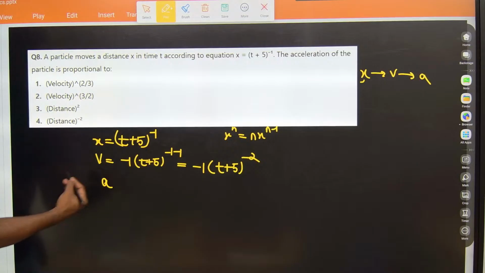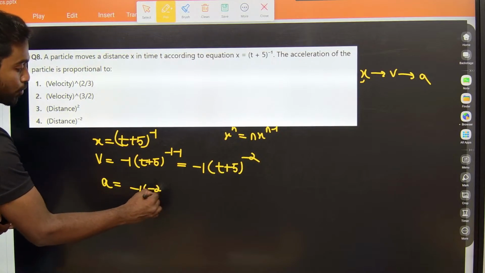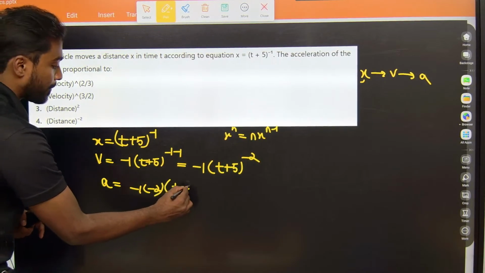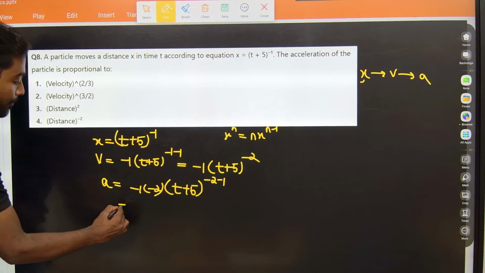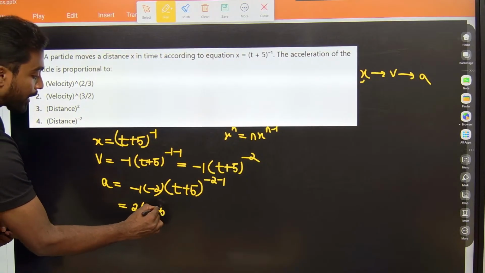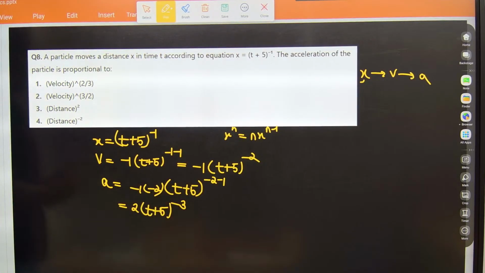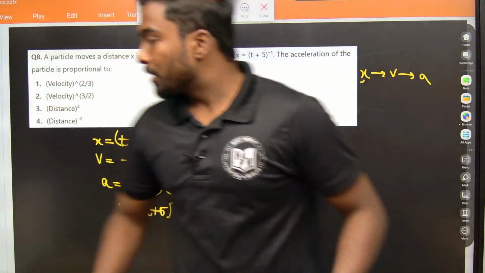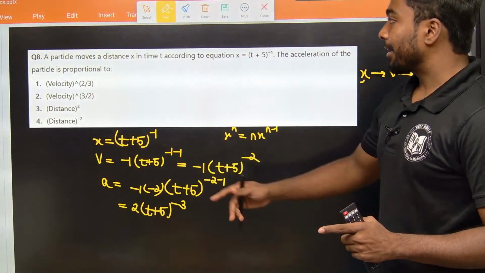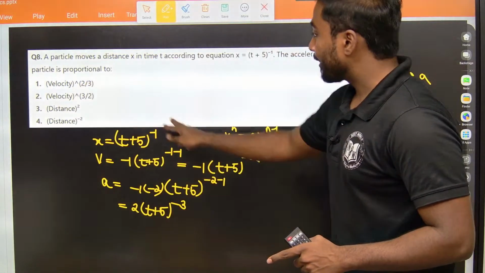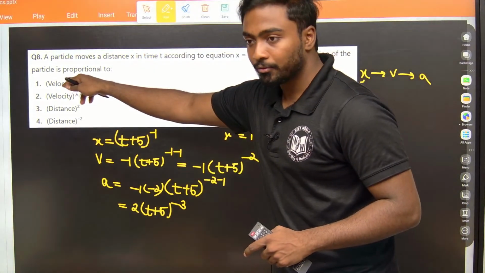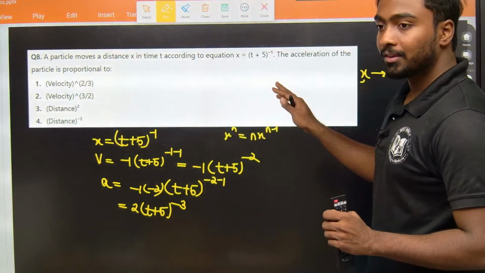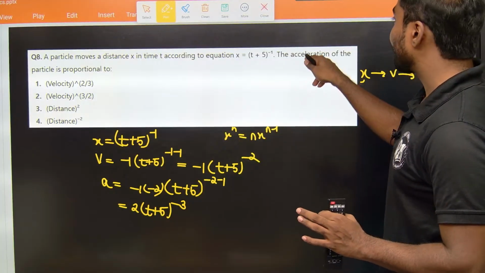Now for the acceleration, a will be equal to, again, -1 into -2 into (t + 5)^(-2-1), which is nothing but 2 (t + 5)^(-3). Okay, this is my acceleration equation. Now, either I can substitute the values here or I can cross-check the answers. If I take this equation and substitute in the options, I should get the value of the acceleration.